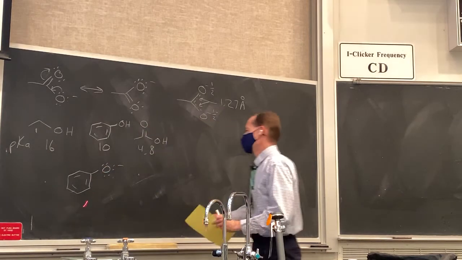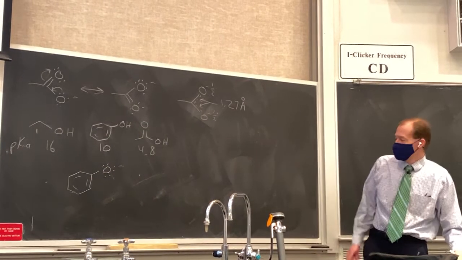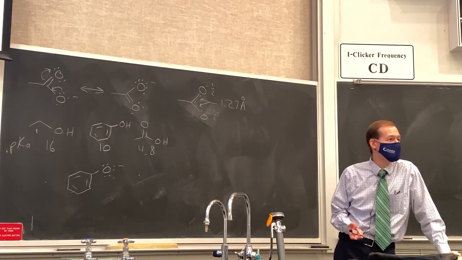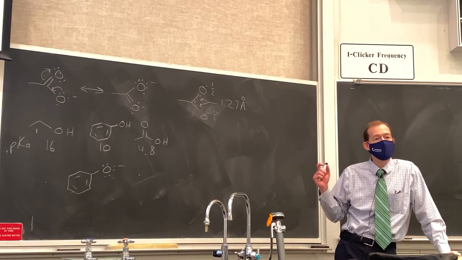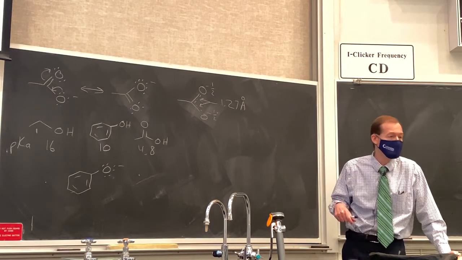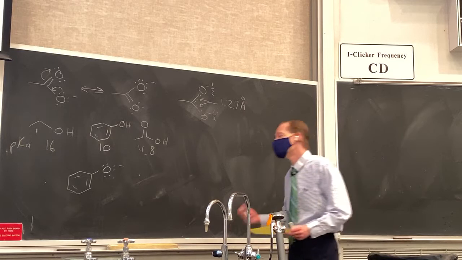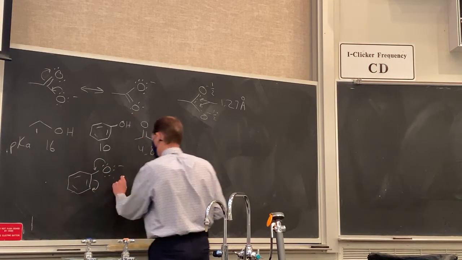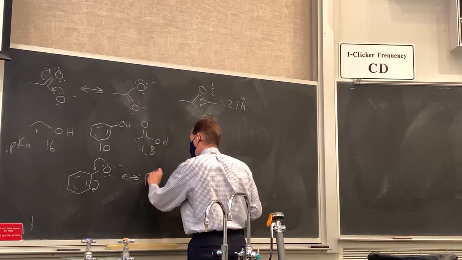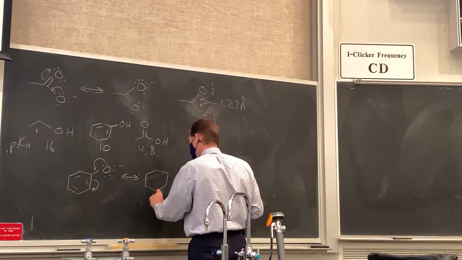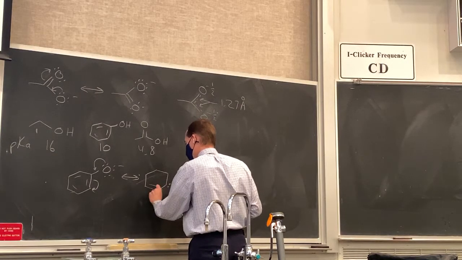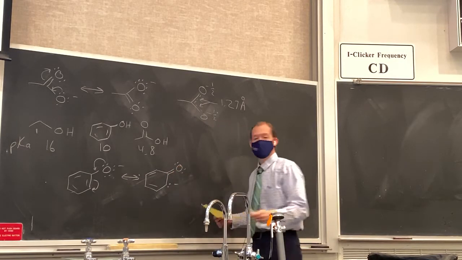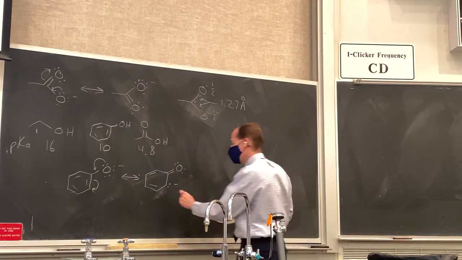Okay. Can we delocalize the negative charge in phenoxide due to resonance? Yeah, anytime we have a lone pair adjacent to a benzene ring, we can delocalize that lone pair into the benzene ring. Okay. So we end up with the negative charge now on a carbon in the ring. And then we can move that negative charge around the ring.